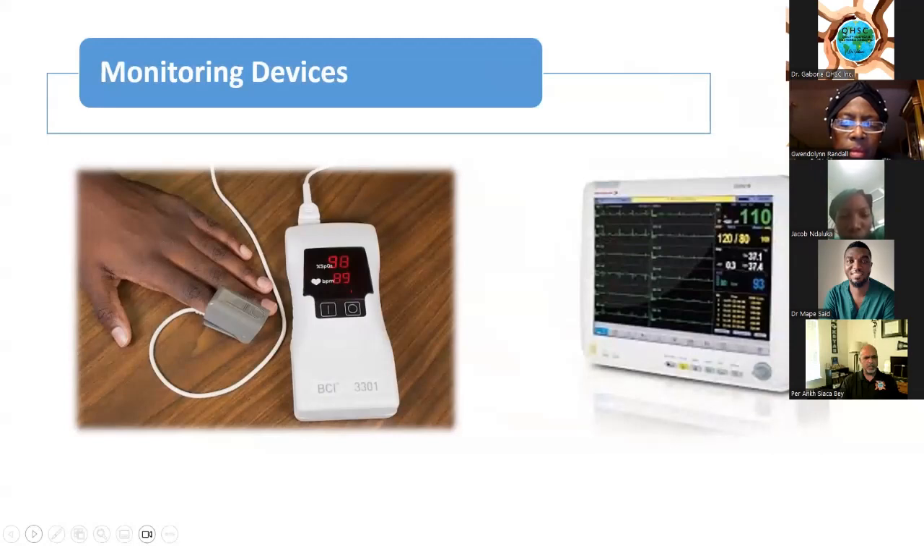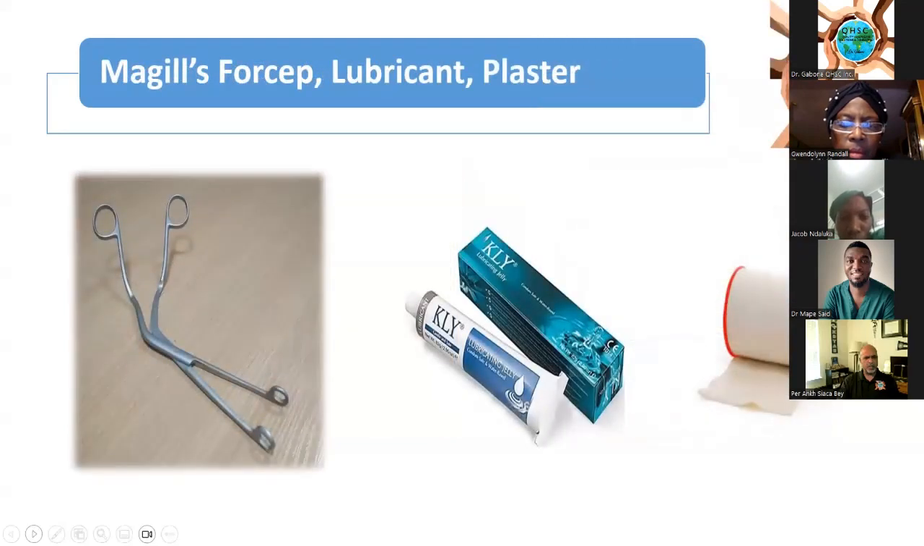And also monitoring devices like a pulse oximeter, an ECG, and capnography will help you know that you are successful in securing the airway, that you are in the airway track and not in the esophagus, and that you are oxygenating your patients well. Also, Magill forceps will help you remove foreign bodies, especially in the upper airway, in the pharynx or in the larynx. Lubricant helps prevent trauma, especially when inserting a nasal airway. Also, plasters or other means of securing your tube will be good. Next.